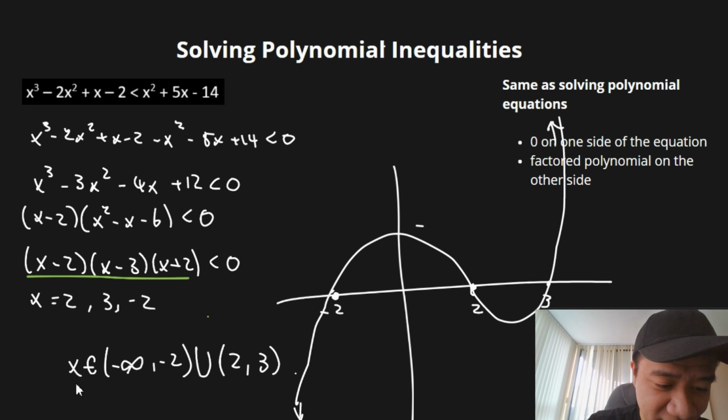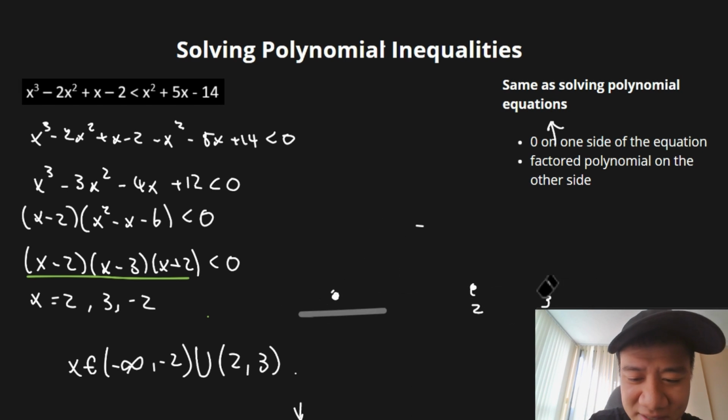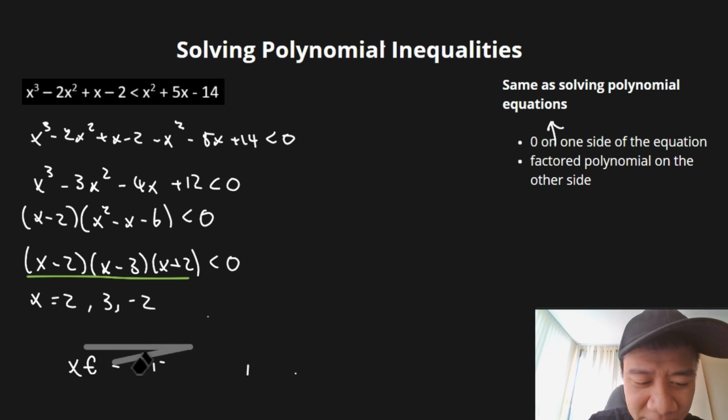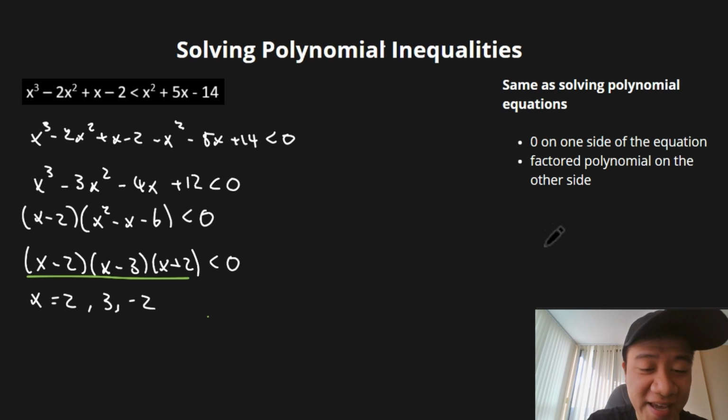So this means our solutions are going to be when x is in between negative infinity and negative 2, or when x is between 2 and 3. And this is the way you solve polynomial inequalities graphically. Okay, let's move on to the other way of doing this. We're going to get the exact same answer, it's just in a different way, depending on what your teacher wants you to do. Okay, so the other way you can do is to use an interval line.